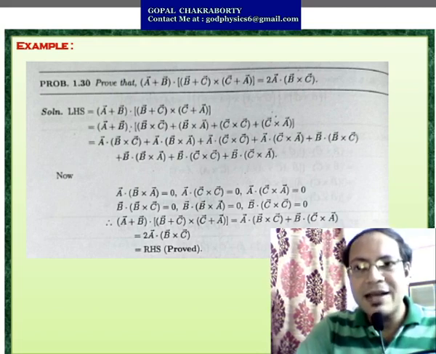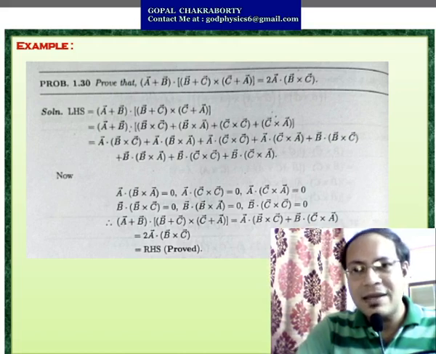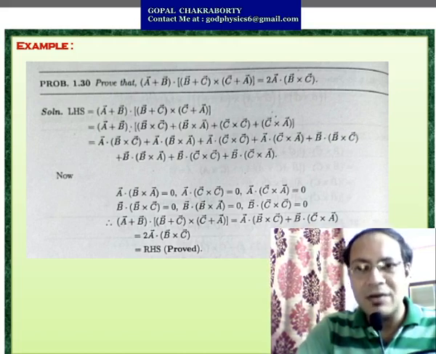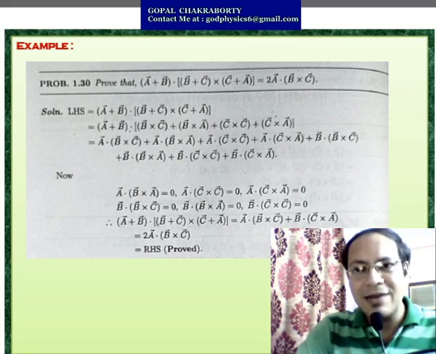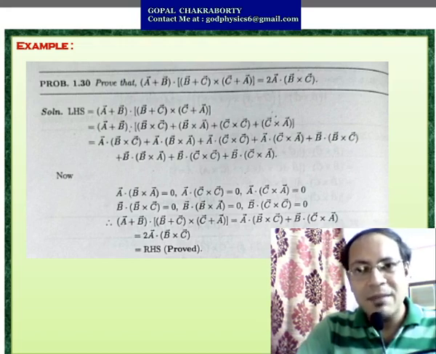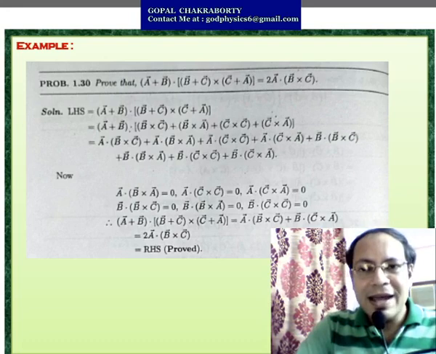So from there you can simply write A dot B cross C plus A dot B cross A plus A dot C cross C plus A dot C cross A plus B dot B cross C plus B dot B cross A plus B dot C cross C plus B dot C cross A. Now A dot B cross A equals 0.